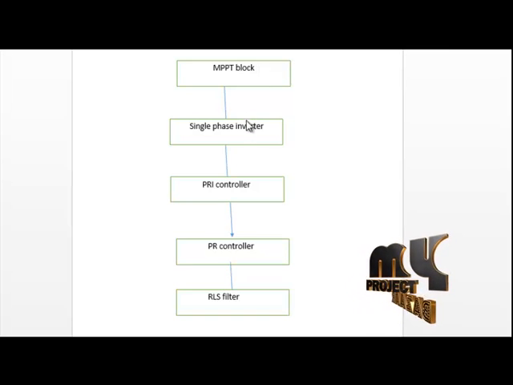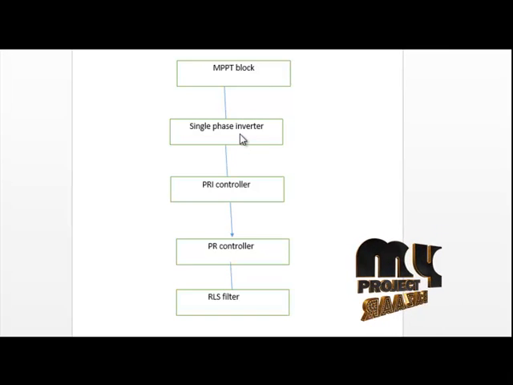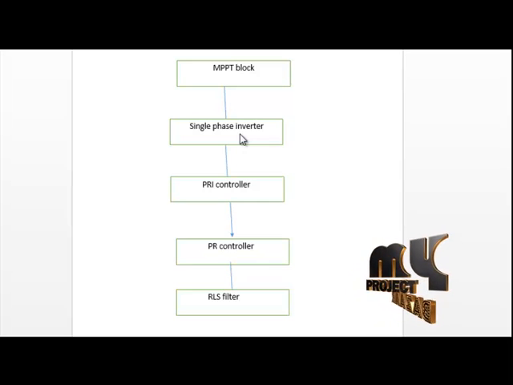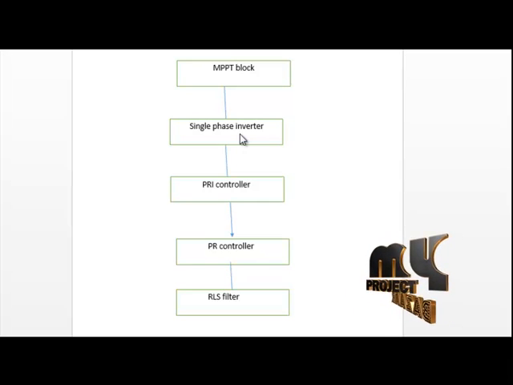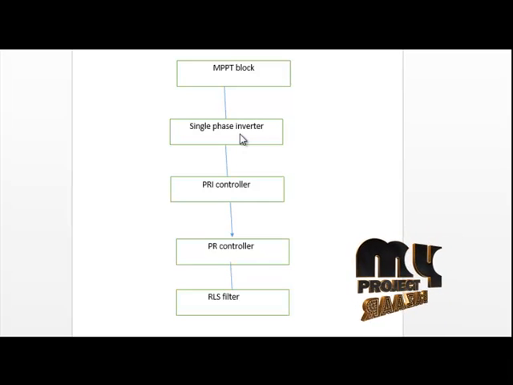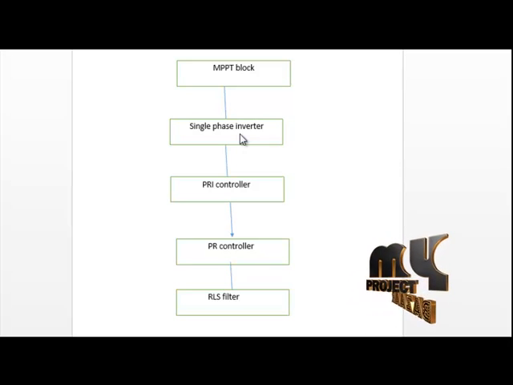The next one is the single phase inverter. In single phase inverters, DC to AC converters are known as inverters. The function of an inverter is to change a DC input to a symmetrical AC output voltage of desired magnitude and frequency. This is general single phase inverter operation.